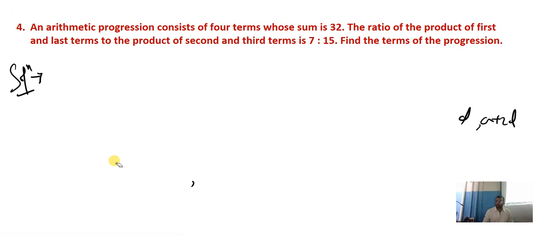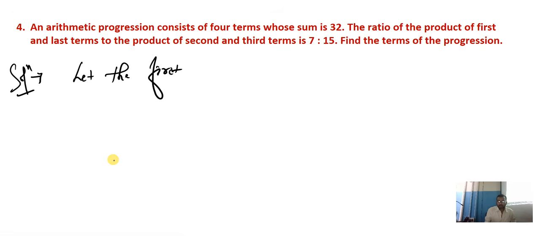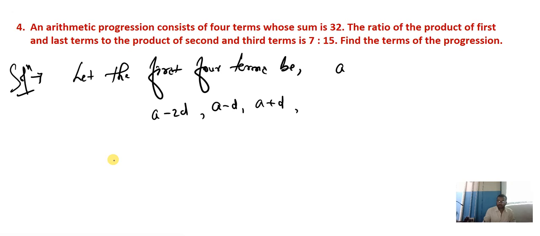Yes, sir. Clear? An AP consists of four terms. They are saying four terms are there. So shall we write? Let the first four terms be a minus d, a plus d, a minus 2d, a plus 2d. Okay.